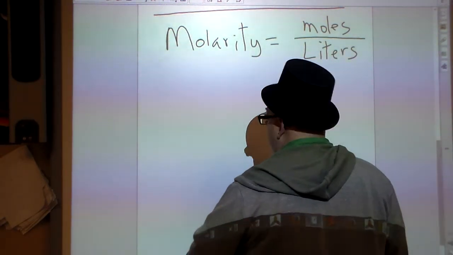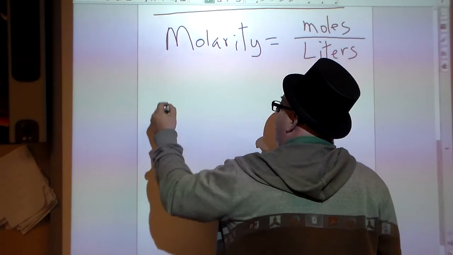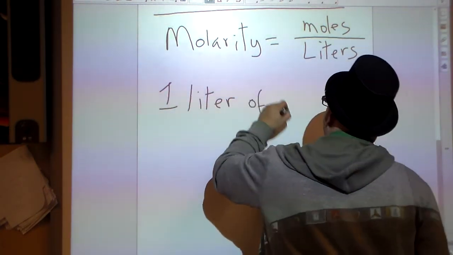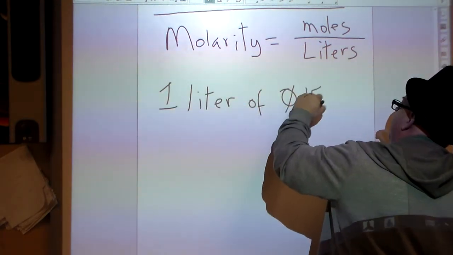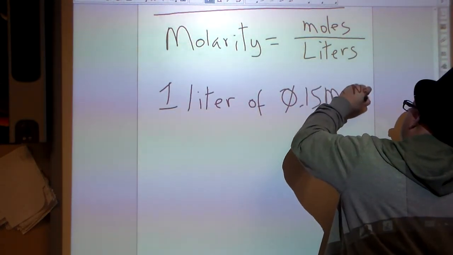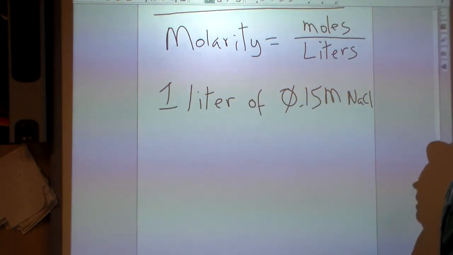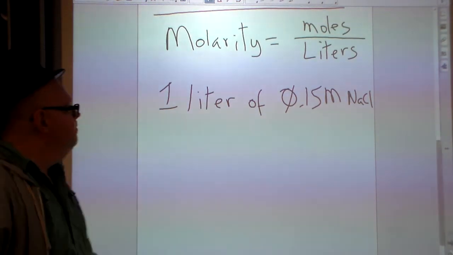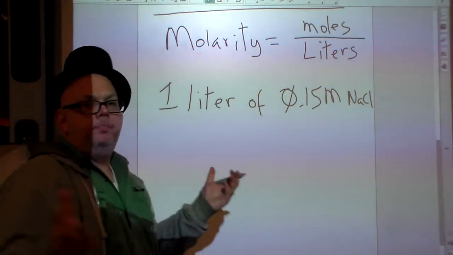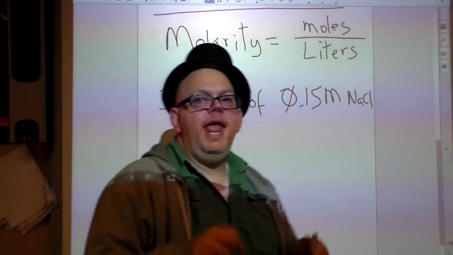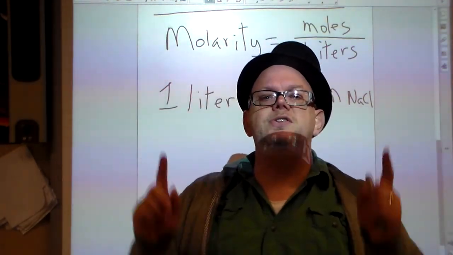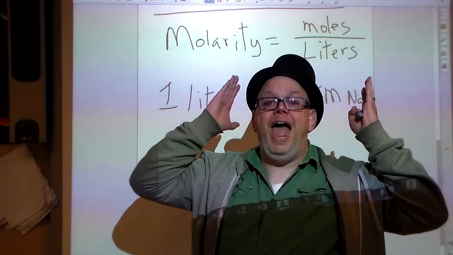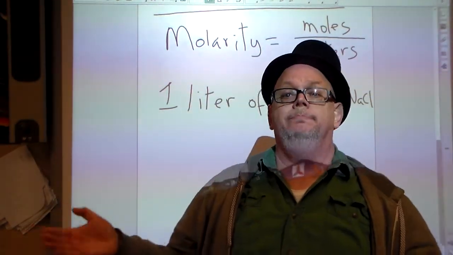I need 1 liter of 0.15 molar of salt. So I've got 1 liter of 0.15 molar salt solution. How do I prepare that? Well, when they say how do you prepare it, that means how many grams of salt do I need to add to this 1 liter in order to actually make the solution?